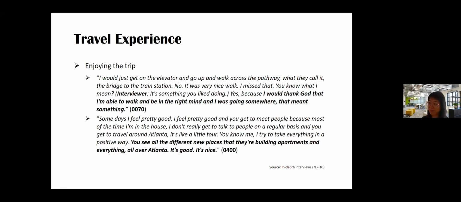that meant something. And here another participant talks about feeling happy when she's having to go out, although it might take a lot of time to go to a hospital. But still, it's like taking a tour in Atlanta. Otherwise, she's not getting to do much at home. You see the different new places, the buildings, meeting people. It's nice.